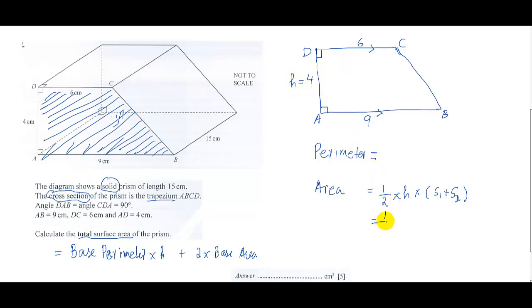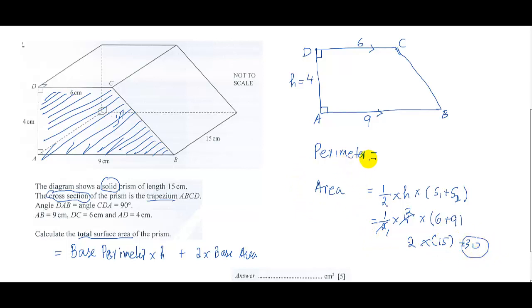Half, height is 4, and the parallel sides are 6 plus 9. So okay, now we do this. 2 ones and 2 twos. So it is 2 times 15, which is 30. So the area is 30.